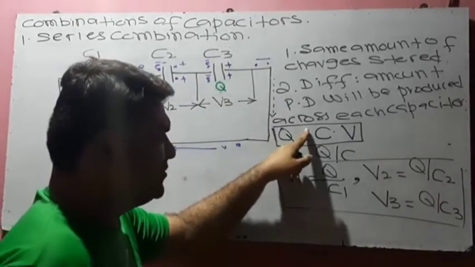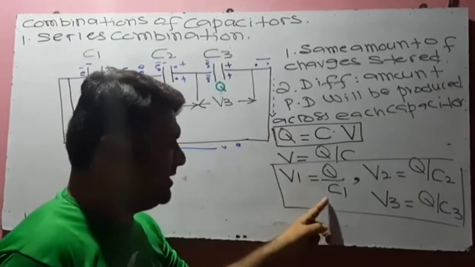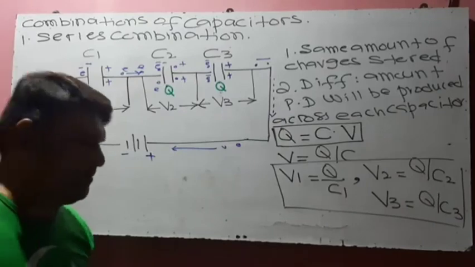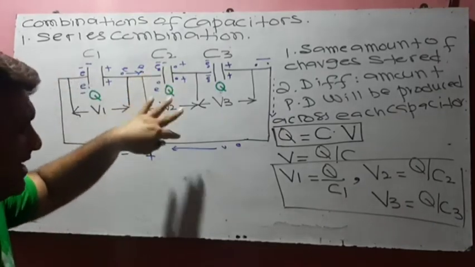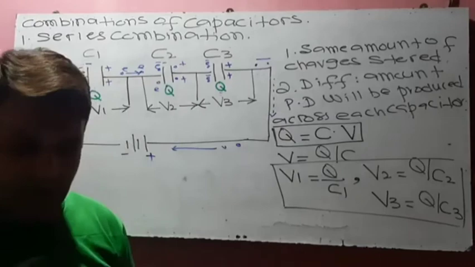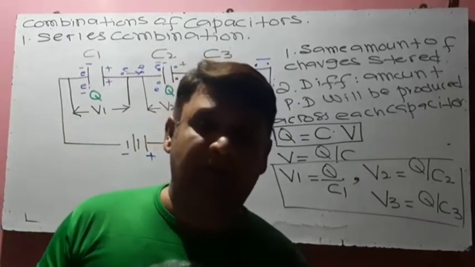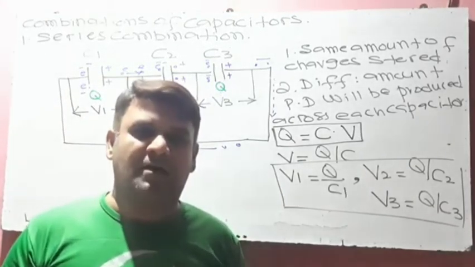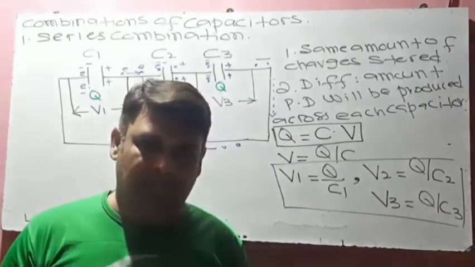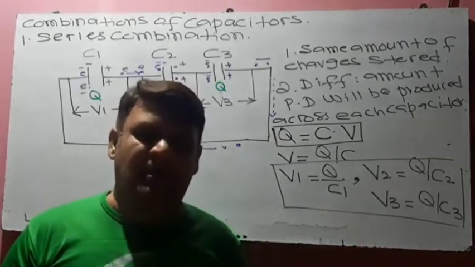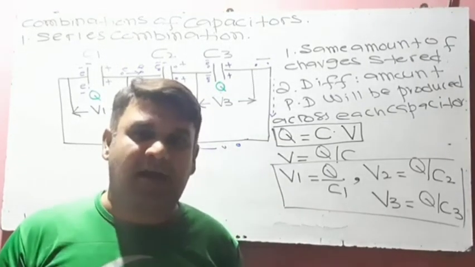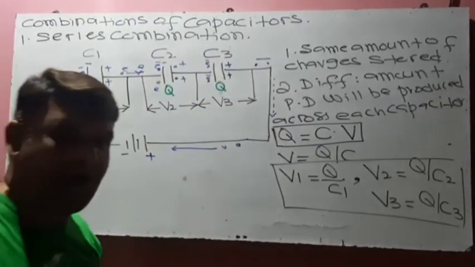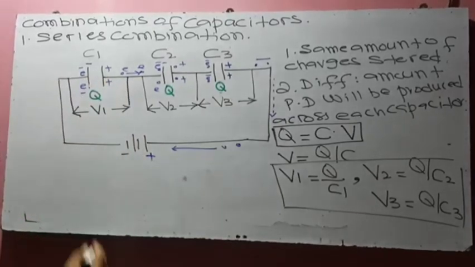Same amount of charge will be stored. That's why I write Q upon C1, Q upon C2, and Q upon C3. Now these three capacitors will not work differently, but remember, these three capacitors will work as a single capacitor, and that single capacitor will be known as the equivalent capacitor. So if I replace these three capacitors by one capacitor, then what happens?